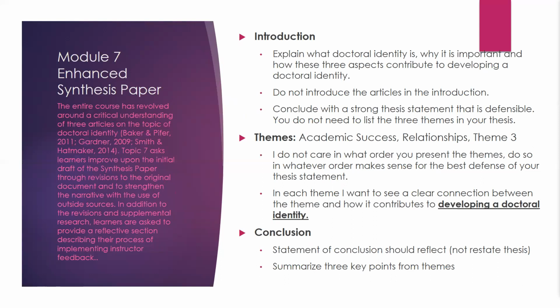We're not simply talking about relationships that doctoral students have, we're talking about relationships that doctoral students have and how that contributes to forming a doctoral identity. How is academic success or the changing ideas about academic success important to forming a doctoral identity? Your 3rd theme should be an important key aspect of developing a doctoral identity. At this point, you should have received information that your 3rd theme cannot be doctoral identity. It can't be developing doctoral identity or developing identity or professional identity or anything to do with identity, because that's the topic of your paper.